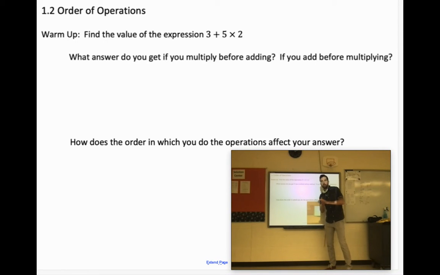Who's ready to operate on some orders? Okay, here we go. Order of operations. Find the value of the expression 3 plus 5 times 2.